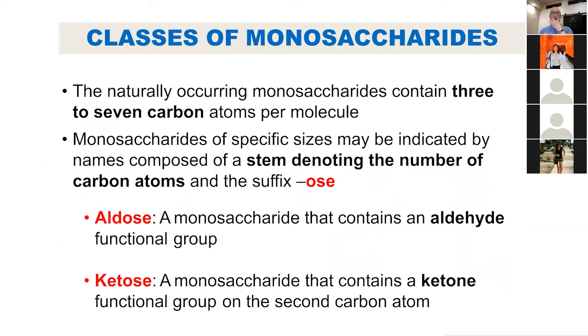So the naturally occurring monosaccharides that we see usually have between 3 to 7 carbon atoms on a molecule. And you asked about ose, that basically is the suffix for sugar. So monosaccharides of specific sizes are indicated with names composed of the number of carbon atoms and the suffix ose. So triose, tetrose, pentose, hexose, heptose. And then we would call them aldose with the aldehyde and ketose because they have a ketone group. So that's where the ose comes from.